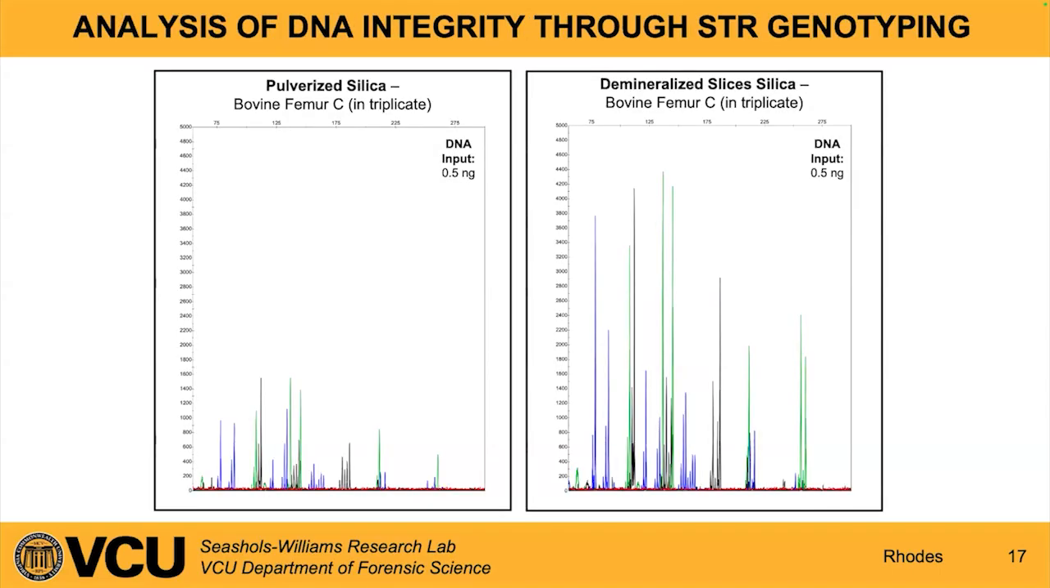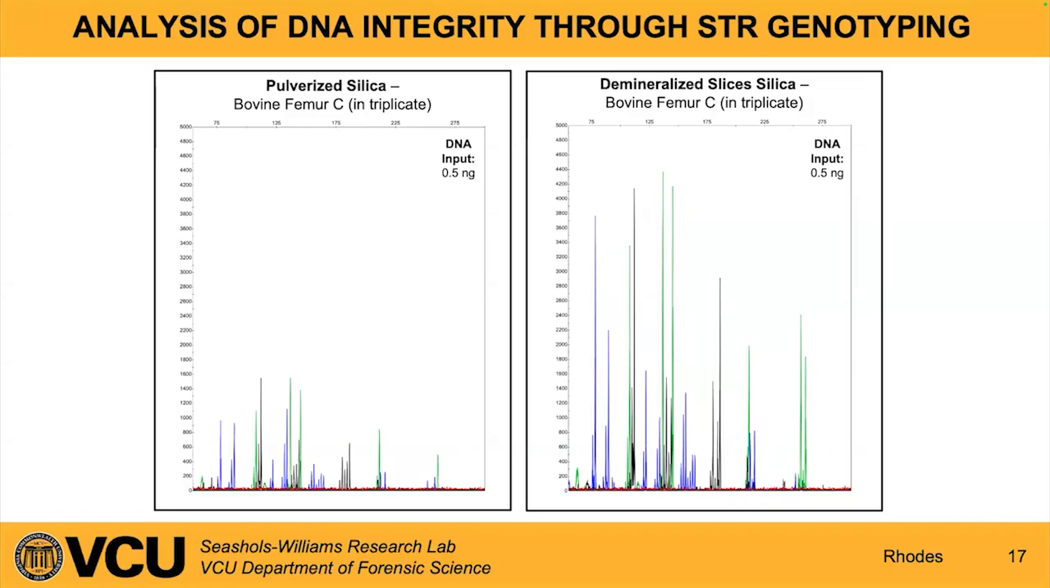So moving forward and furthering our analysis of the DNA integrity through STR genotyping, this is an electropherogram of an overlay of all of the channels for both the pulverized sample and demineralized slices sample for bovine femur C in triplicate. On the left, we have the pulverized samples, and on the right, we have the demineralized slices. Demineralized slices showed less degradation or ski slope effect within the larger base pair loci, and it had better quality STR profiles.